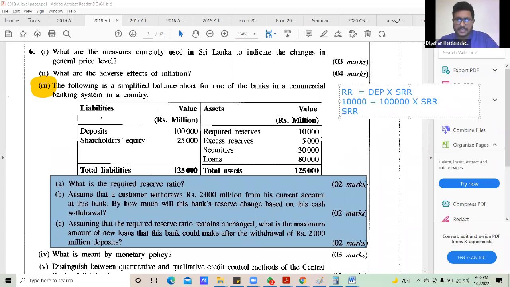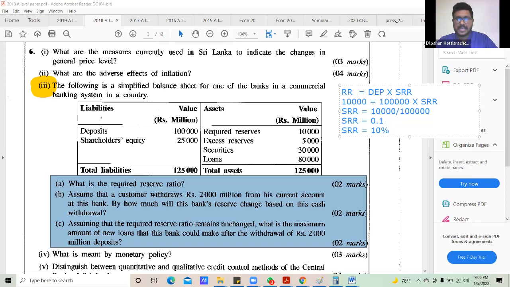How to get the answer? SRR equals. So you have to divide both sides by 100,000. So then on the right side, nothing will be left. Only SRR will be left. And here on the left side, 10,000 divided by 100,000. So SRR equals 0.1. And if we convert 0.1 into percentage, 0.1 into 100%, what's the answer? 10%.